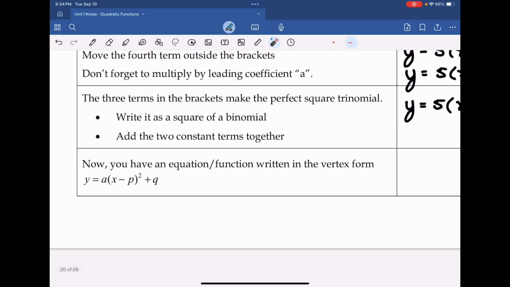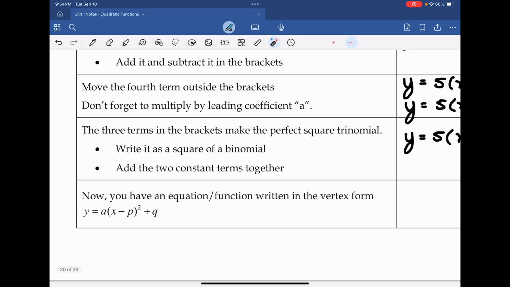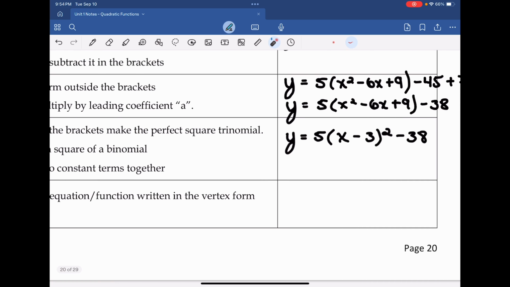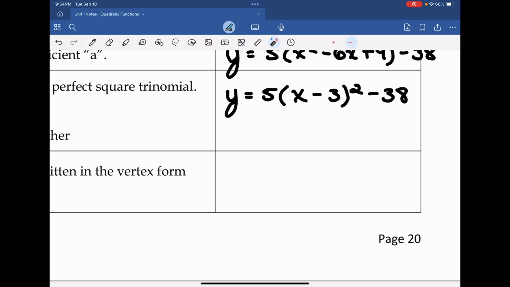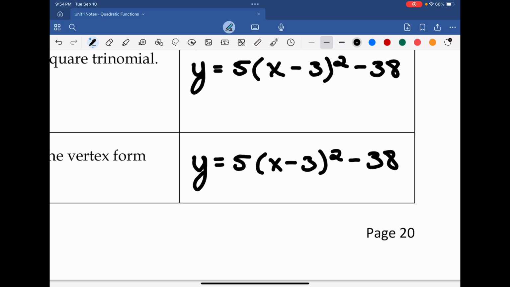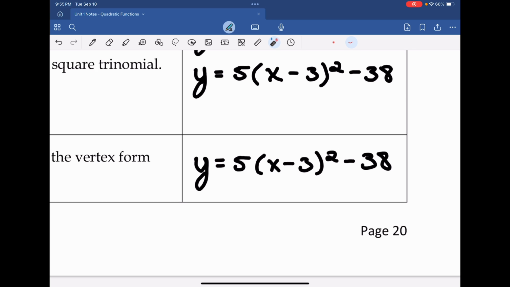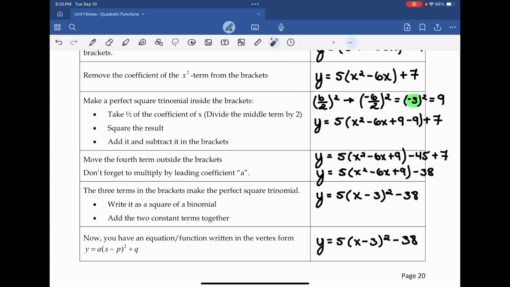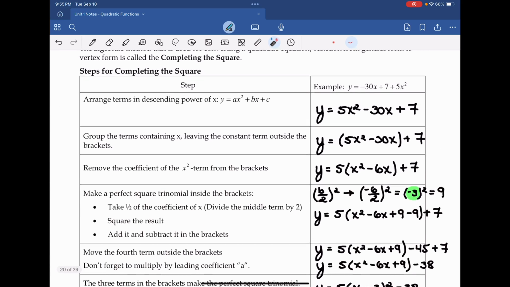All right, lastly, you now have the equation in the given vertex form that we are looking for. Is that true? Of course it is. In fact, we're just going to rewrite it down here. I'm going to take this and go y is equal to 5(x minus 3) all squared minus 38, done. Perfect, there we go. Because we have our a value, our p value, and our q value. We have the p and the q that represent the vertex, and the vertical stretch, which is represented by a.